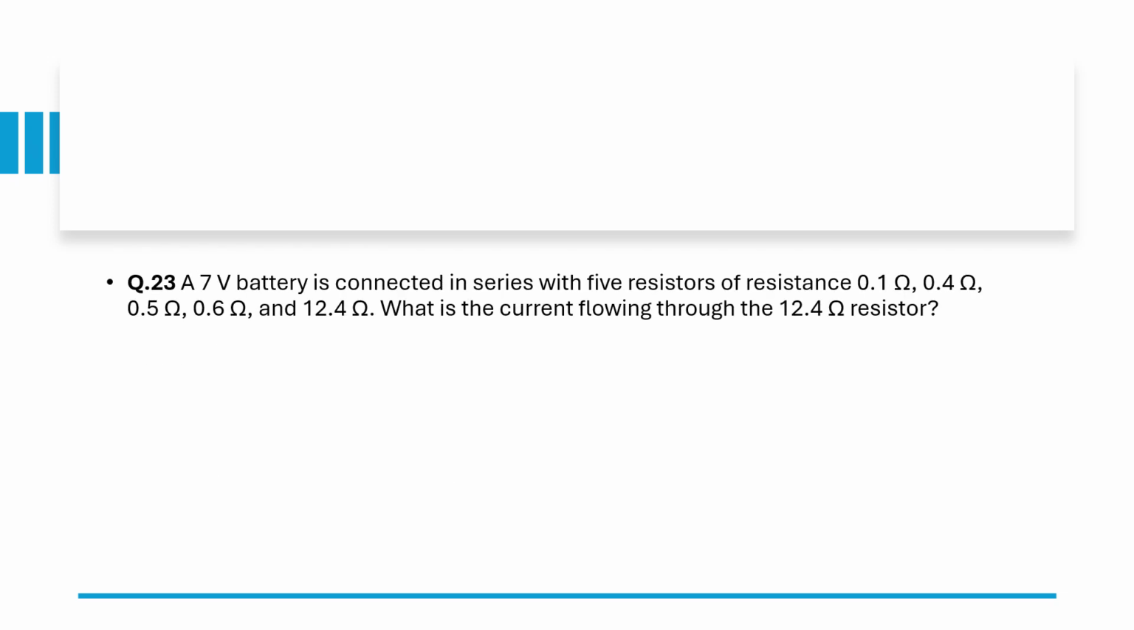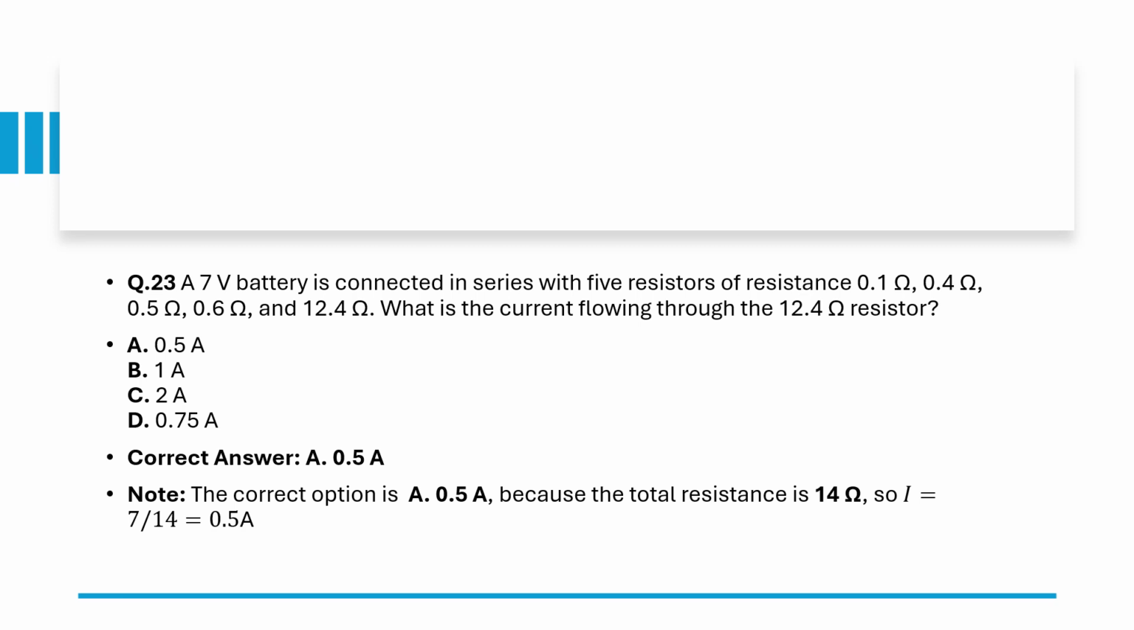A 7-volt battery is connected in series with 5 resistors of resistance 0.1, 0.4, 0.5, 0.6 and 12.4 ohm. What is the current flowing through the 12.4 ohm resistor? The correct answer is option A, that is 0.58. You can find the solution below.